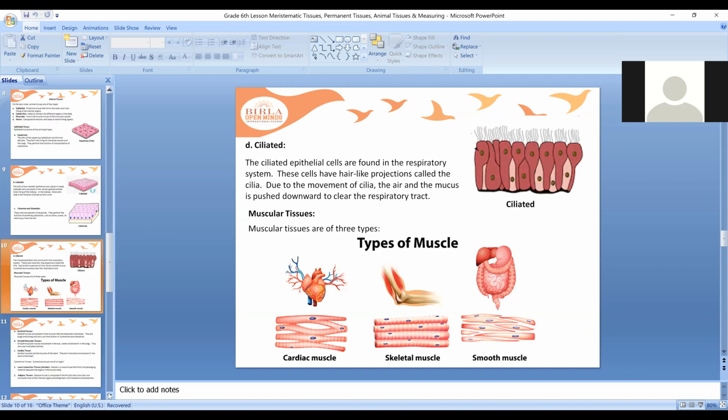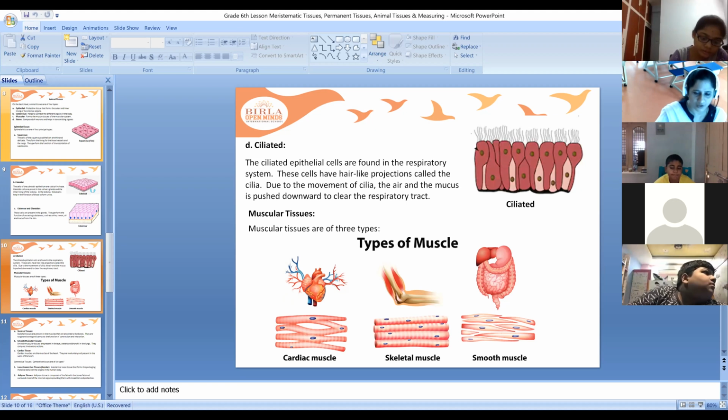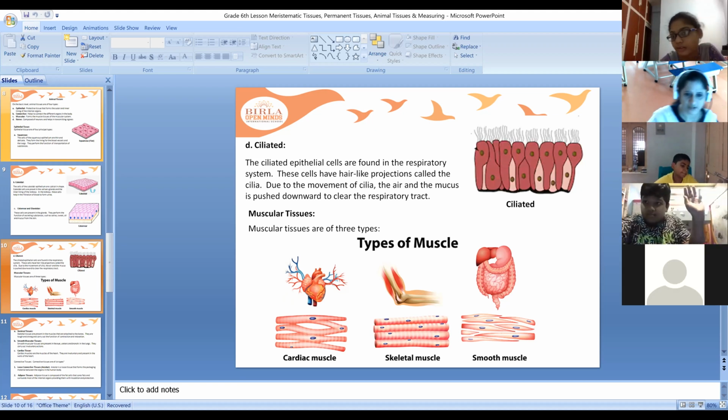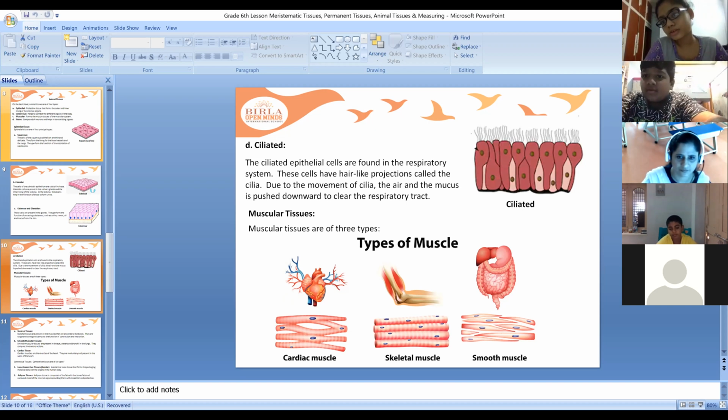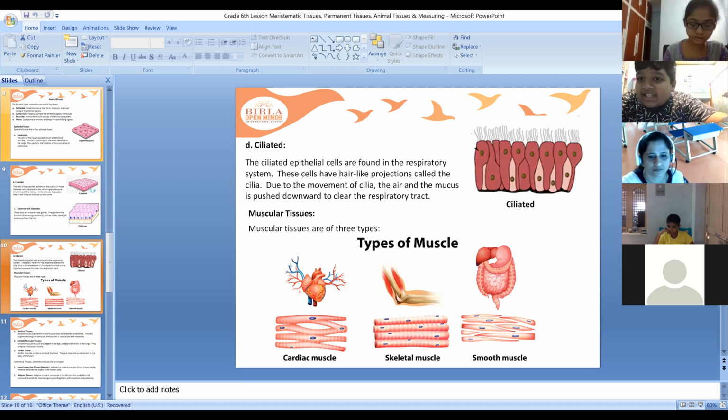They help in maintaining the structure of the body. For what do the skeletal muscles help in? What functions do they perform? What type of functions do they perform? Yes, Harsh? Ma'am, contraction and relaxation, ma'am. Yes, good. Contraction and relaxation.